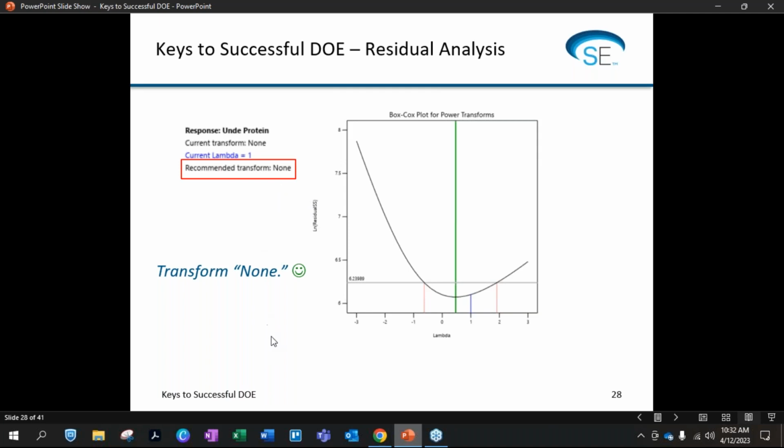Pay attention to those residual plots, and especially pay attention to the Box-Cox plot and look for the need for a data transformation. Data transformation is going to improve the fit of the model and reduce the error associated with that model. That's what it's designed to do, to minimize the error sum of squares. That's what's on that y-axis there.